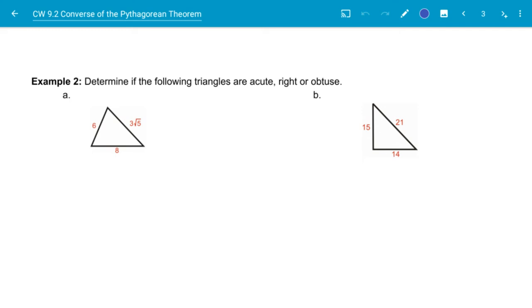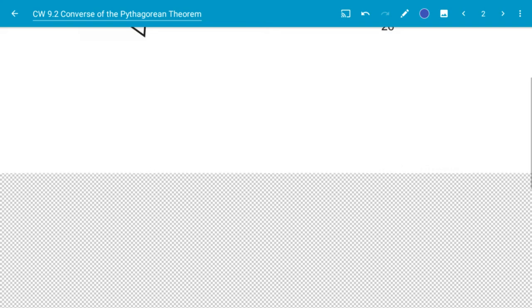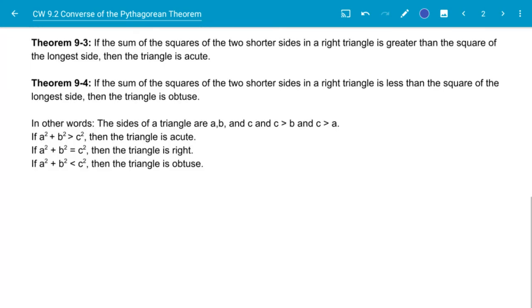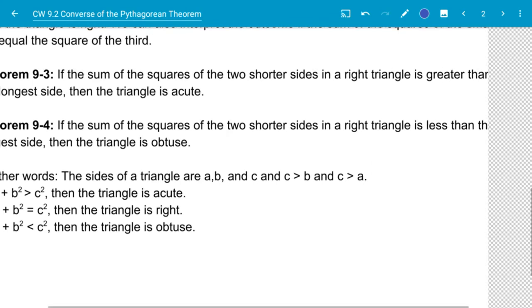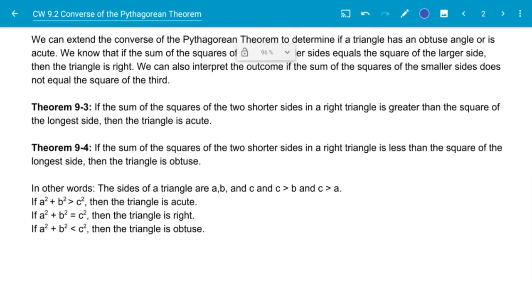Example 2 says, determine if the following triangles are acute, right, or obtuse. To do this question, we're going to flip back to the page before, because right at the bottom it says theorem 9.4: if the sum of the squares of the two shorter sides of the triangle is less than the square of the longest side, then the triangle is obtuse. Theorem 9.3 basically says if it's acute.